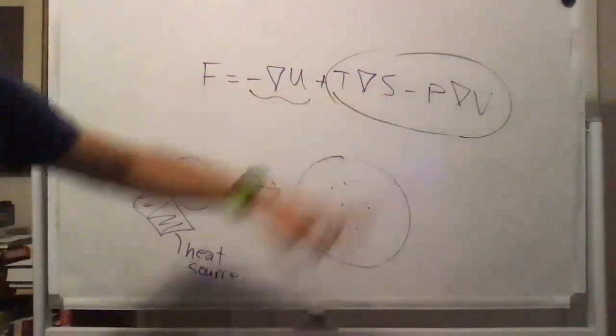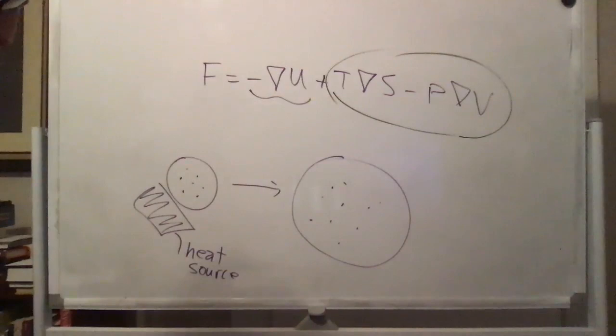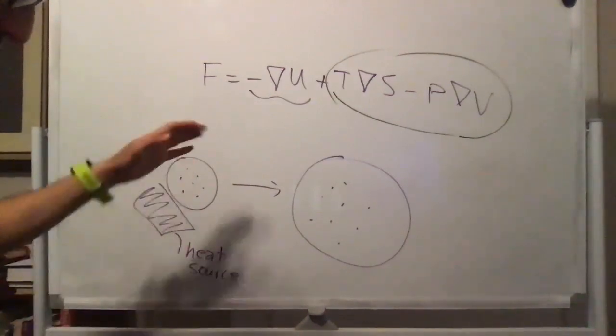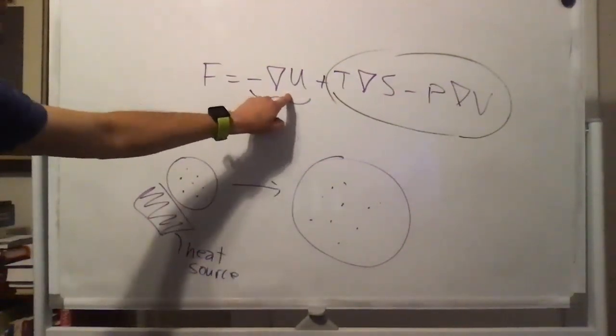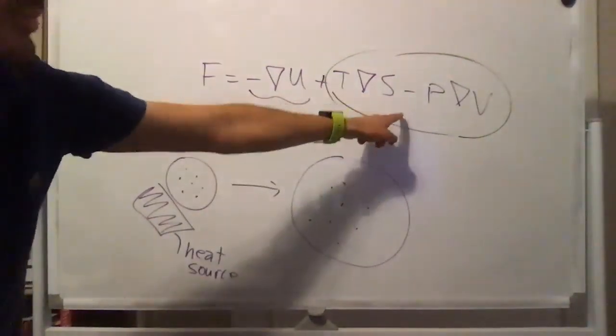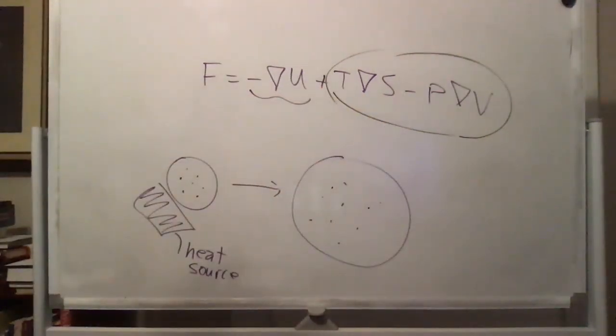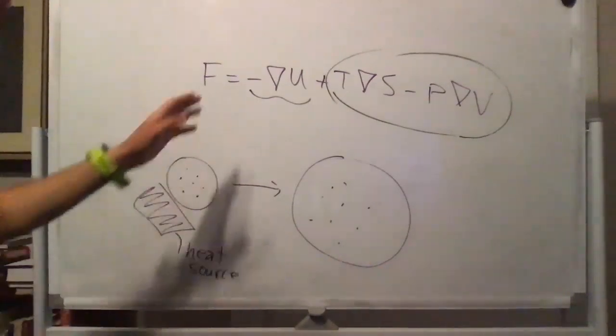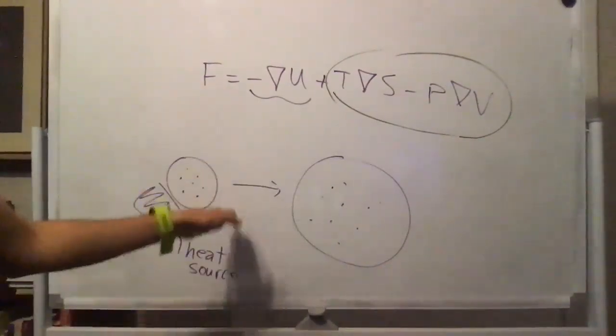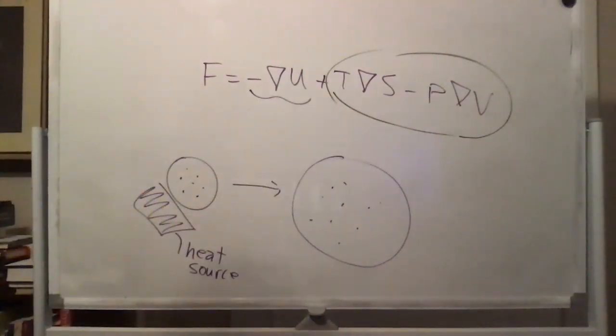But this is more like, just look at it. The system will try to, just like it minimizes the energy, maximize its entropy. So it tries to go in two directions. They can be the same direction, but in general, they might be two different directions at the same time.